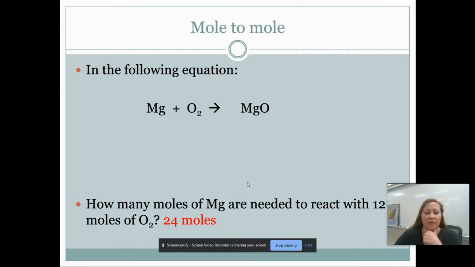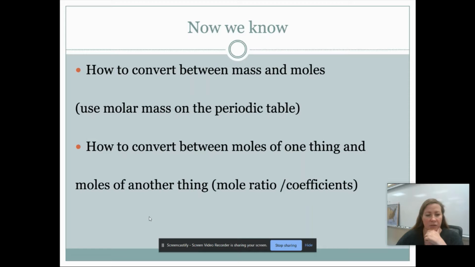So then how many moles of Mg are needed to react with 12 moles of O2? Well, if it's a 2-to-1 ratio of Mg to O2, and we have 12 moles of O2, then we would need 24 moles of Mg. And we can use factor labeling to show that.